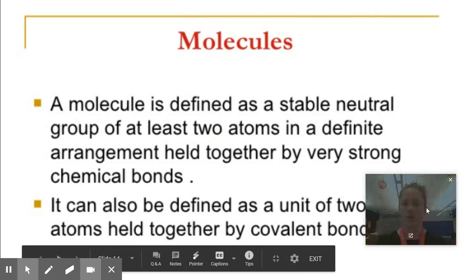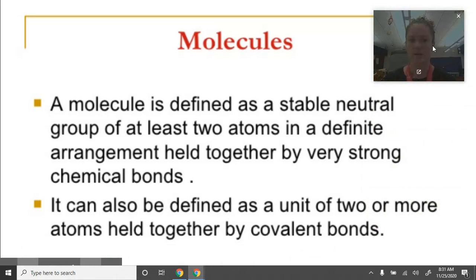All right, so a molecule is defined as a stable neutral group of at least 2 atoms in a definite arrangement held together by a very strong chemical bond. So the molecules are bonded together, and we just saw how we can use the Lewis dot diagram or even the Bohr model to determine how they're going to bond together. And they are stable because they have those 8 valence electrons that they are sharing. So each element, because they're sharing those electrons, now has the 8, so they are happy. They're not looking for other elements.